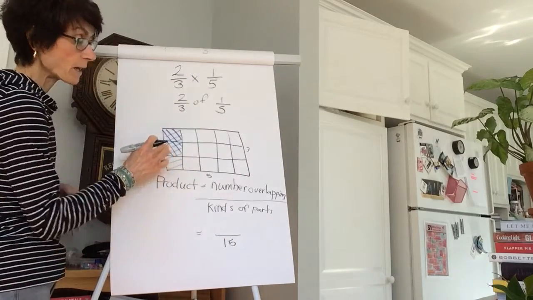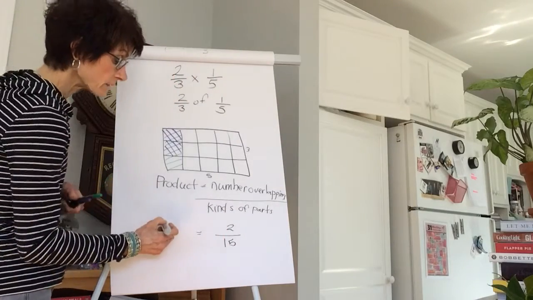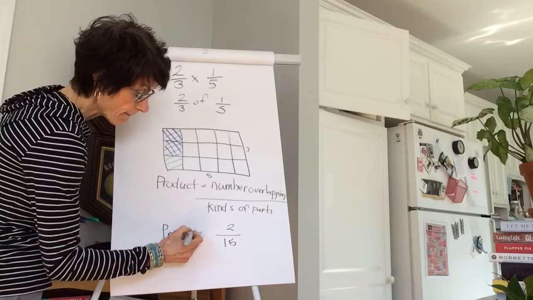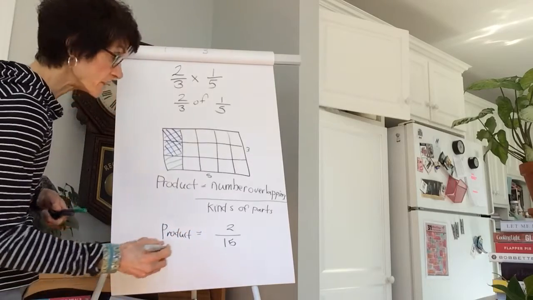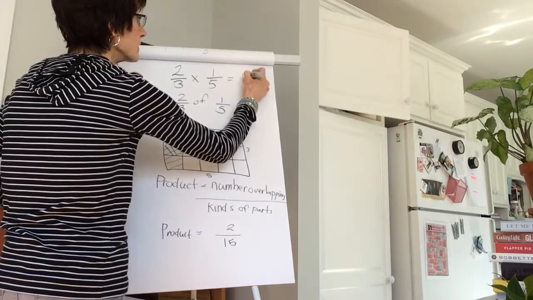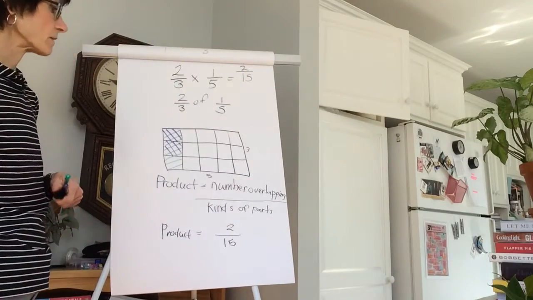And how many are overlapping? 2. So the product is 2 over 15. So we can write that up here if you want. 2 over 15. That is the product of that.